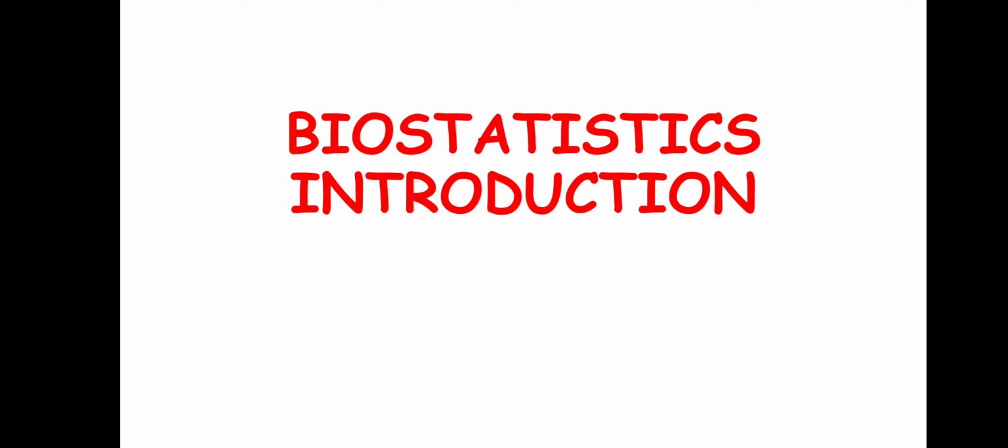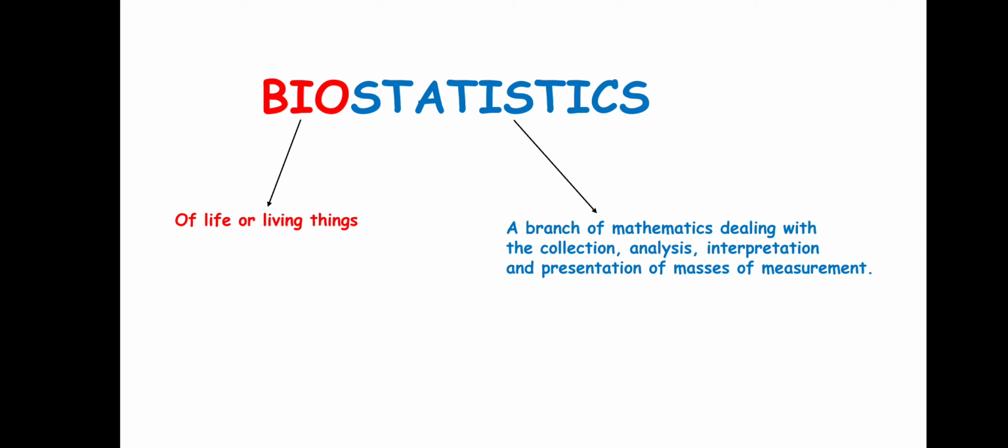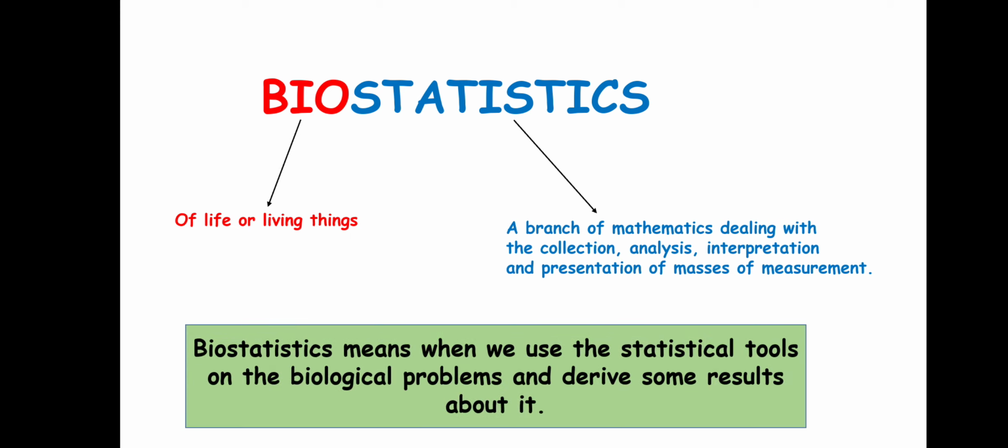In this video, we'll be discussing a small introduction regarding biostatistics. Now, the name biostatistics itself consists of two parts, where bio, as you know, means of life or living things, whereas statistics is a branch of mathematics dealing with the collection, analysis, interpretation and presentation of masses of measurement. So in total you can say biostatistics means when we use statistical tools on biological problems and derive some results about it.